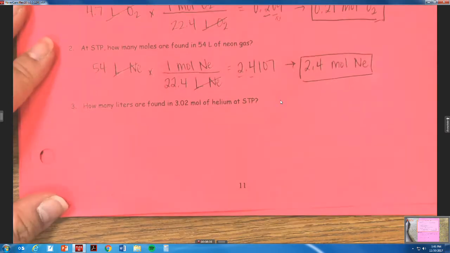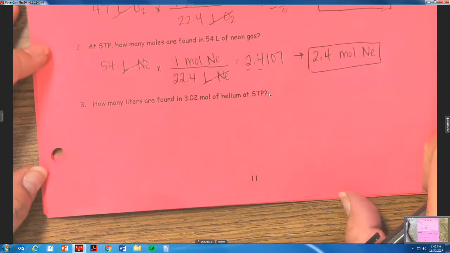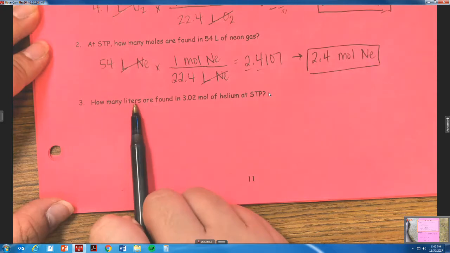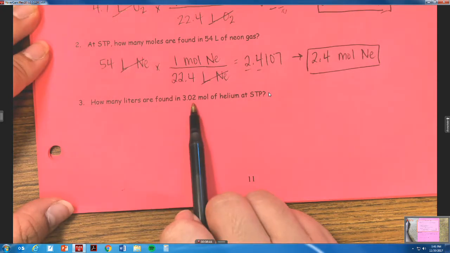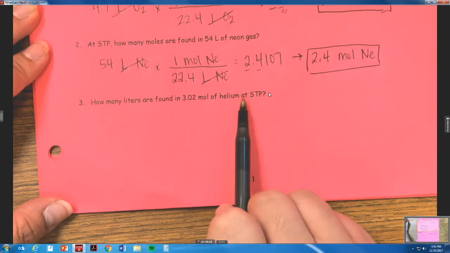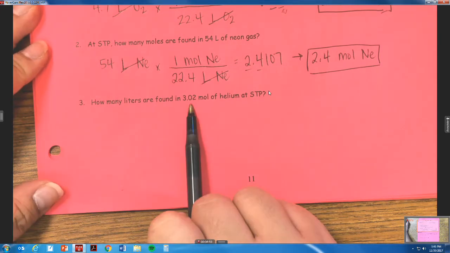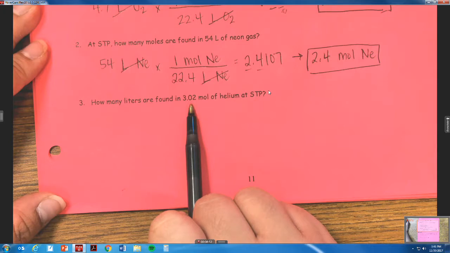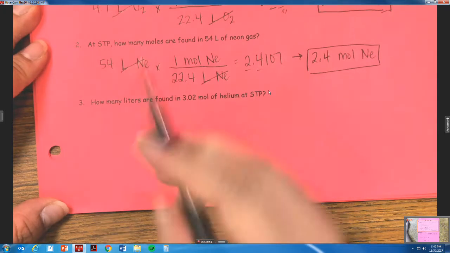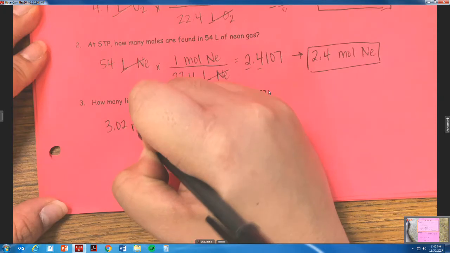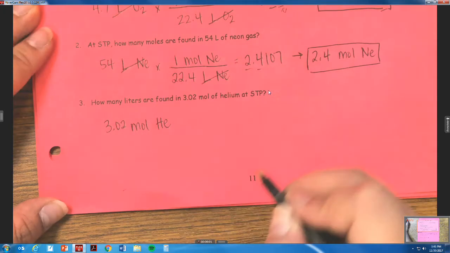Okay, and then our last problem for today's notes. Question number 3. How many liters are found in 3.02 moles of helium at standard temperature and pressure? So again, our given is going to be 3.02 moles of helium.